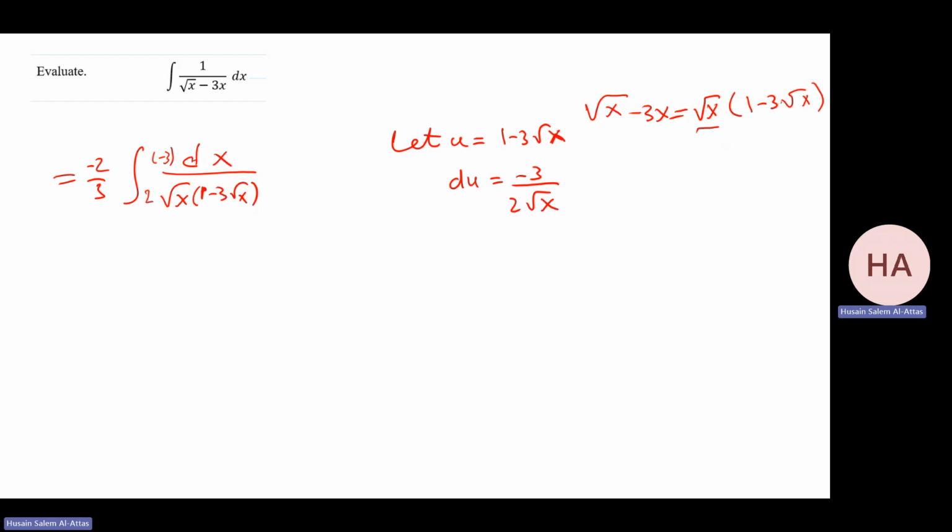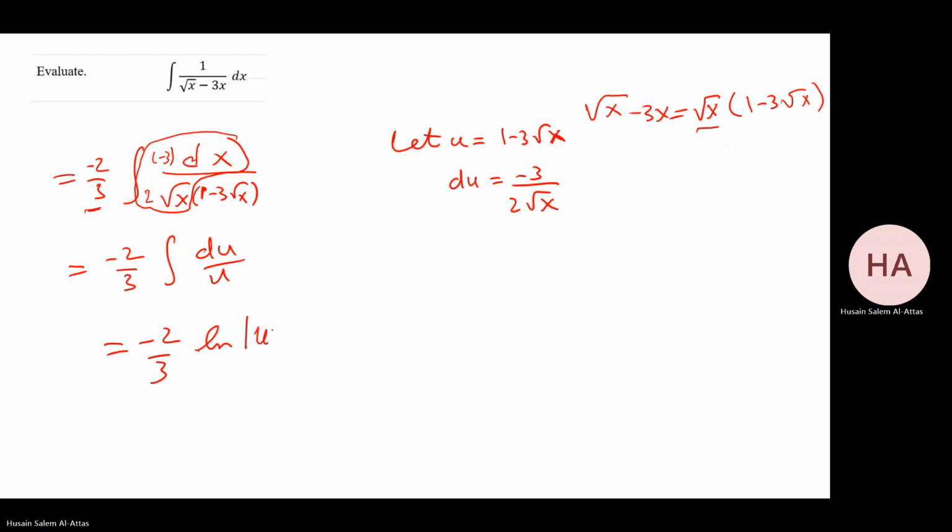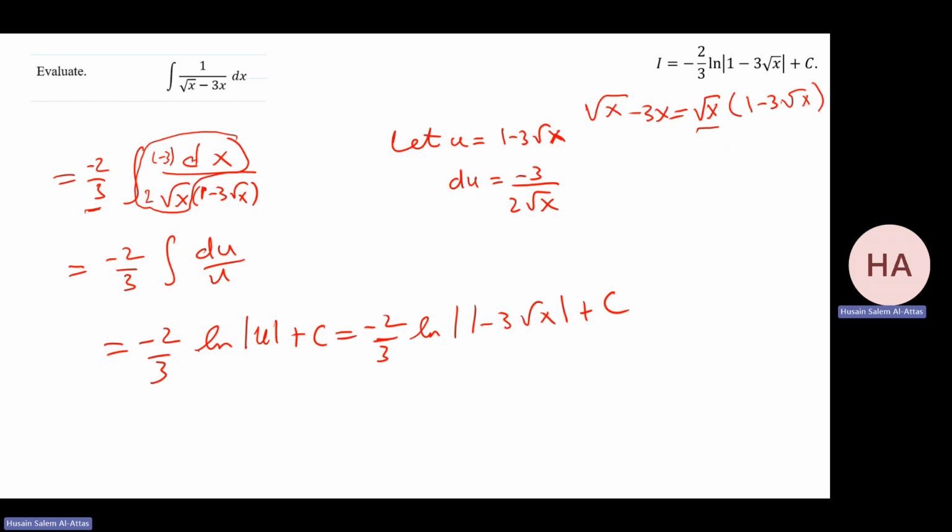So that gives me minus 2 over 3 integral du over u, which is minus 2 over 3 ln of u. Let me do it in 2 steps: minus 2 over 3 ln of 1 minus 3 square root of x plus c. Okay, which is this answer, which is correct.